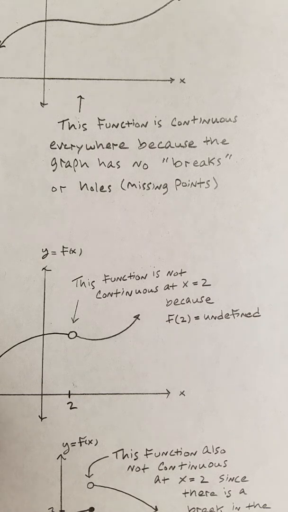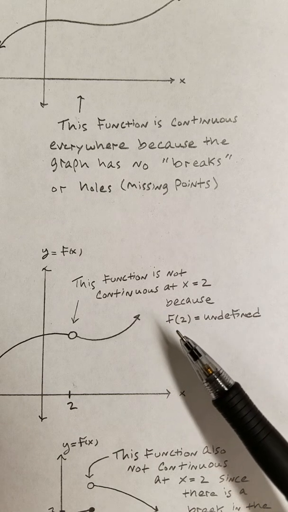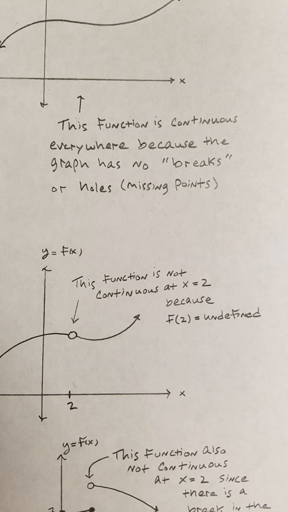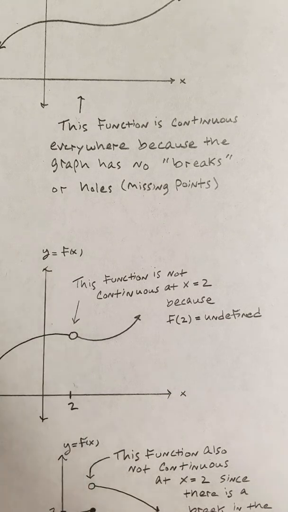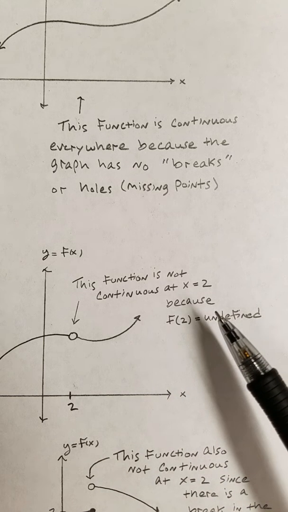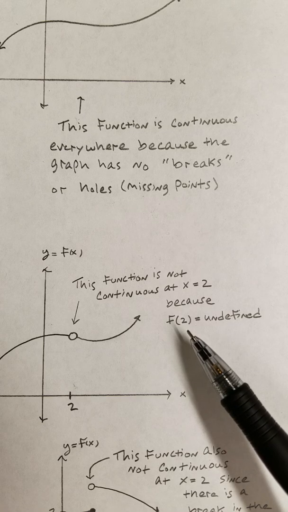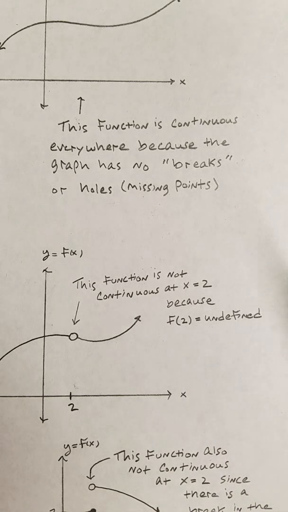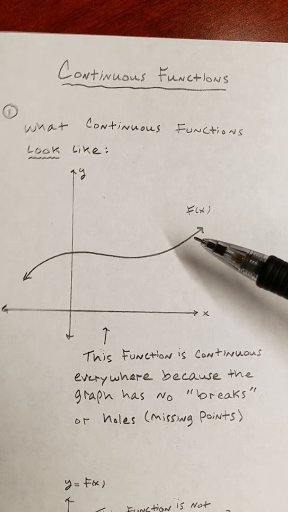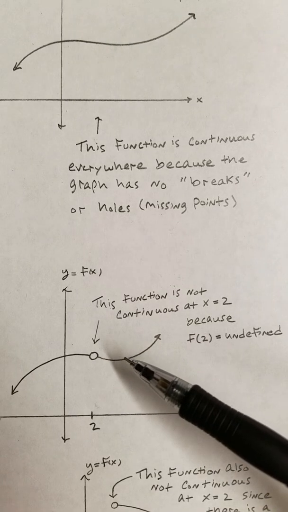Well, maybe a more technical way to say that, f of 2 is undefined. If you had this function, like say you had some formula for it, all that would mean is that apparently when you plug 2 in for x, you wouldn't get an answer, right? It would be undefined. So that's what a continuous function looks like. I mean, here's what it doesn't look like.